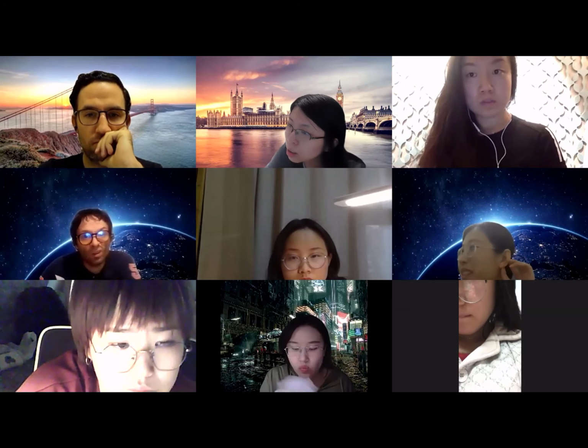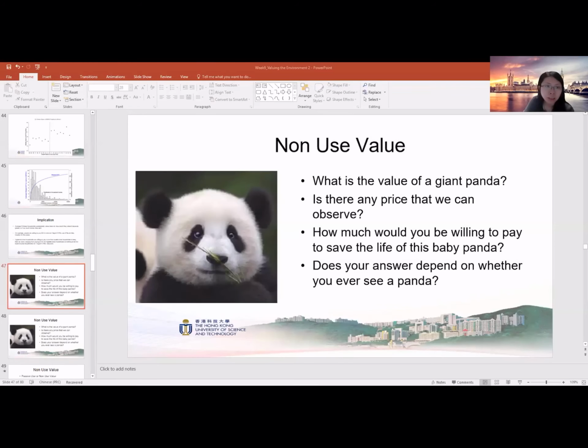So, let's continue our discussion about environmental evaluation. We talked about a few revealed preference methods: travel cost method, hedonic pricing, what else? And defensive spending. So these three are pretty standard revealed preference approaches of pricing environmental goods and environmental bads.